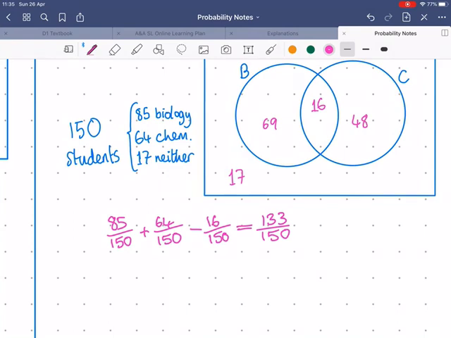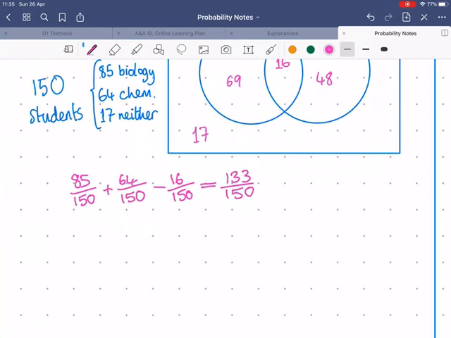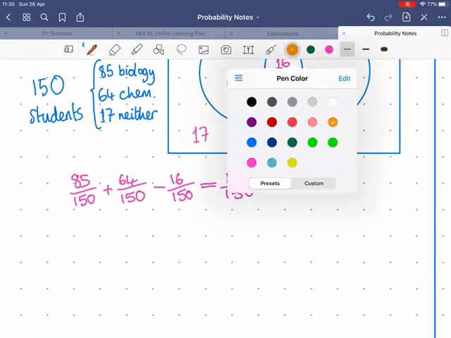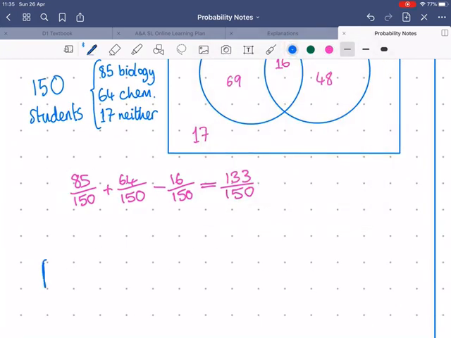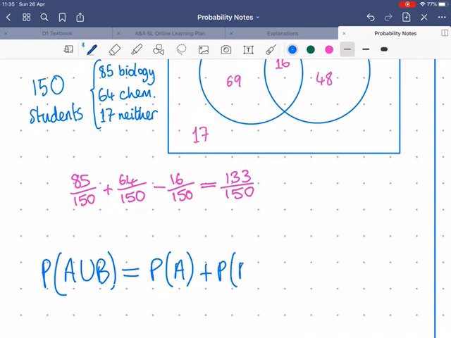Okay, so can we sum that up in a nice formula though? Well, it should be easy enough. So the probability of A union B is equal to, well, add them up as we usually would, but subtract one intersection.